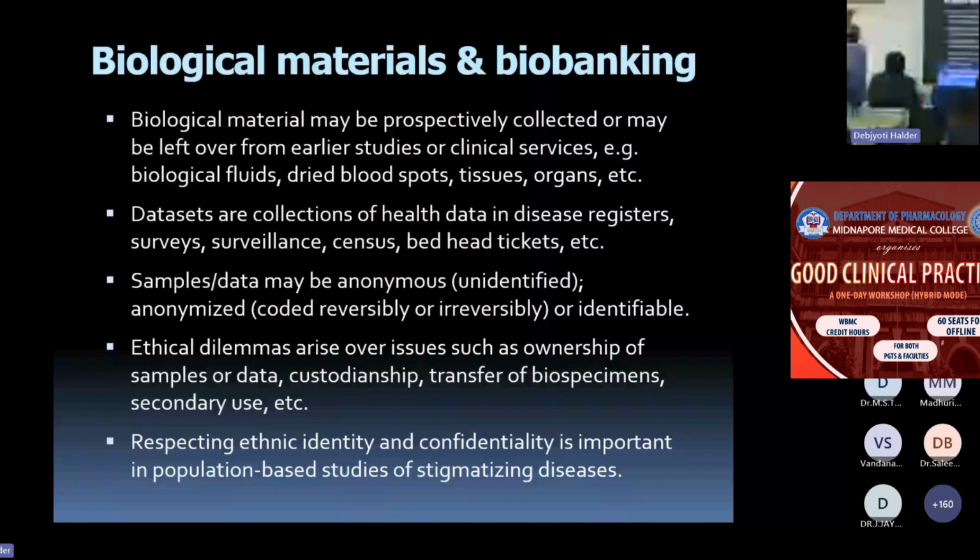If you feel that it would be difficult to get informed consent because these samples have already been collected and the donors have gone off, then either you'll have to deal with them in an anonymous manner or in an anonymized manner. So what is this anonymous or anonymized? What's the difference? So samples may be identified, unidentified, or de-identified. So what's the difference between unidentified and de-identified?